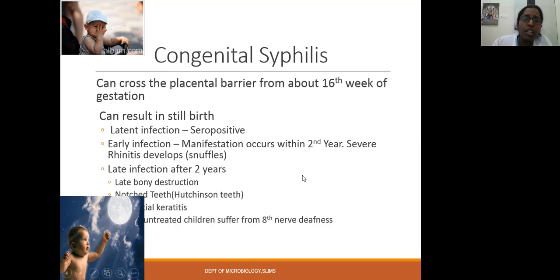So either the patient can result in stillbirth, or if the baby is born, it can be with all these syphilitic stigmata.